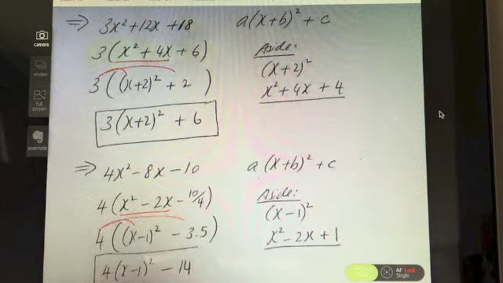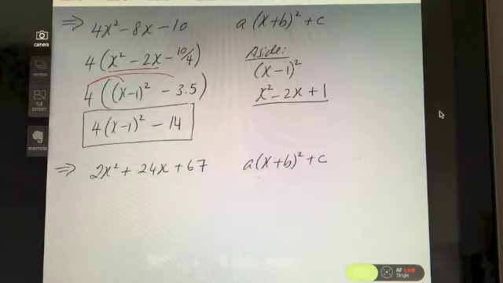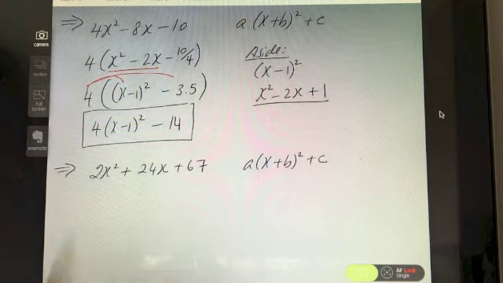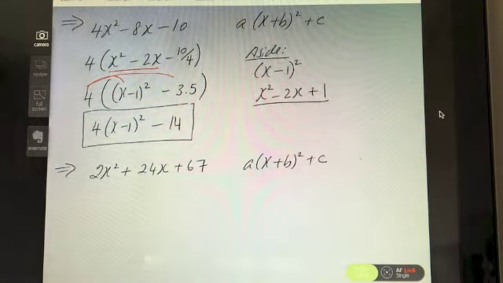And that is your answer. Okay, so try this one. 2x squared plus 24x plus 67. Let's write this in this format. Okay, pause the video, see how you get on.